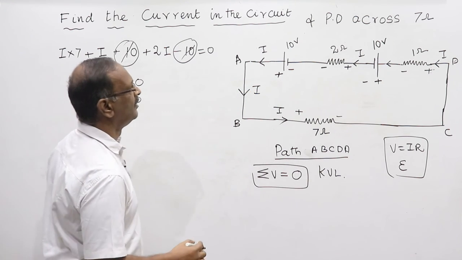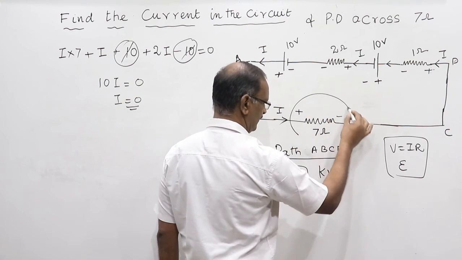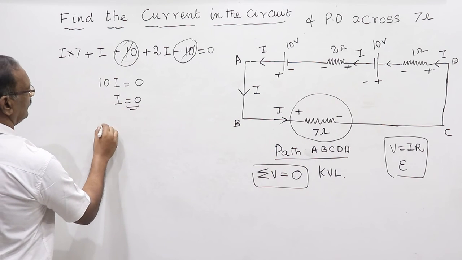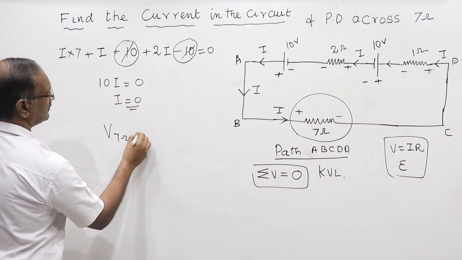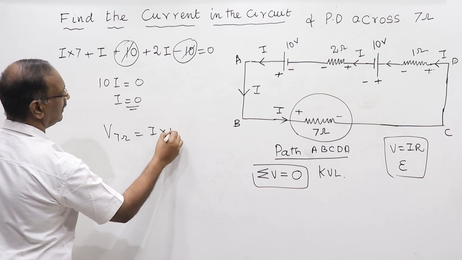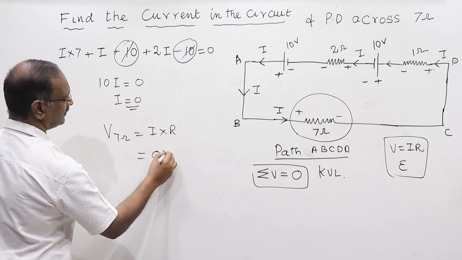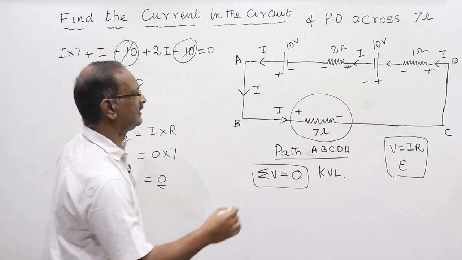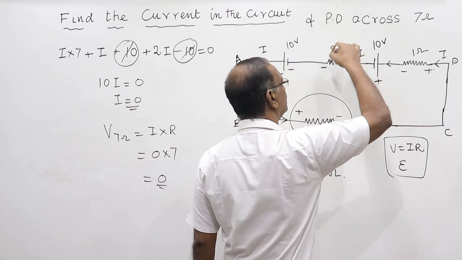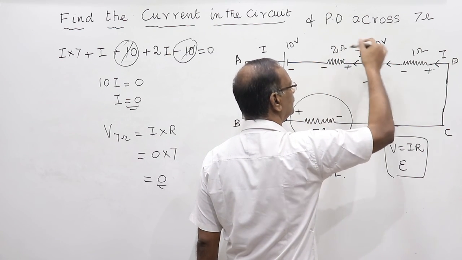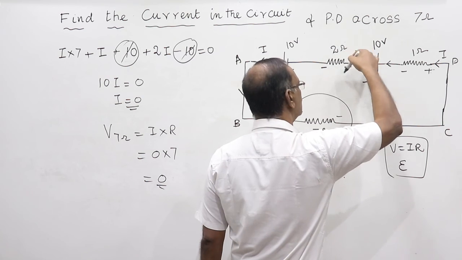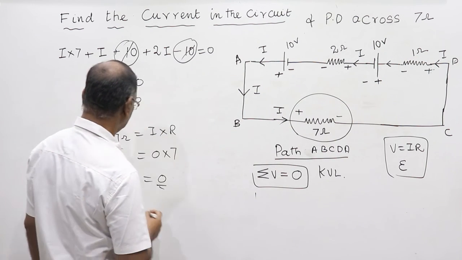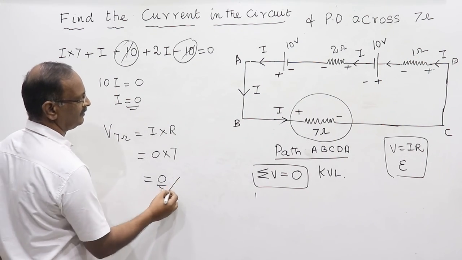It means, what is the potential difference across the 7 ohm? The potential across 7 ohm, V is equal to I into R, where I is equal to 0 and R is equal to 7 ohm, so it is 0. Since the current flowing is 0, the voltage drop I into R is 0 into 2, here 0 into 1, no voltage drop, no voltage drop, no voltage drop. It means the voltage drop across 7 ohm is equal to 0.